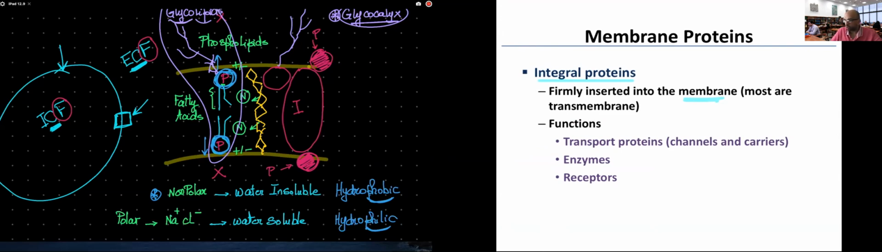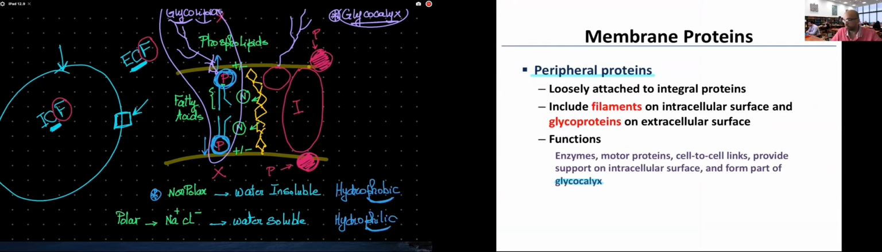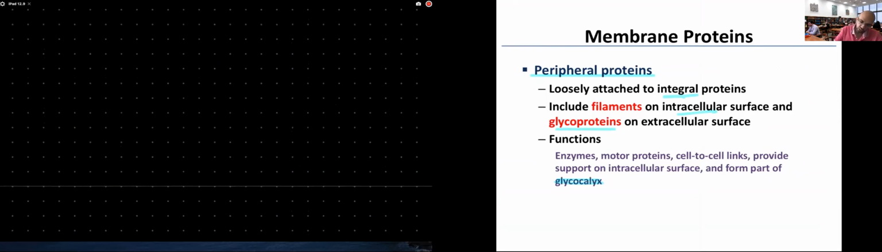They will have many functions, as we're going to discuss later in detail. They will be responsible for transport, to transport molecules inside and outside of the cell. They might act as enzymes. They will act as receptors in the cell. Compared to the peripheral proteins, they will be loosely attached to the integral proteins. They will include the filaments on the intracellular surface and the glycoproteins on the extracellular surface. So if we are looking here at the plasma membrane.